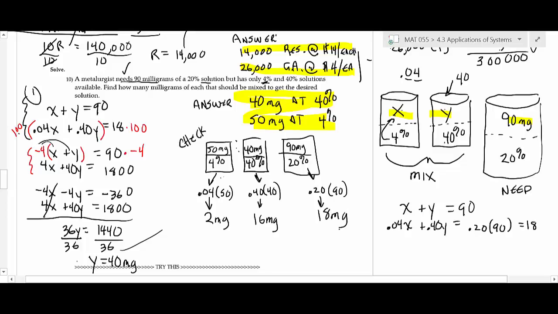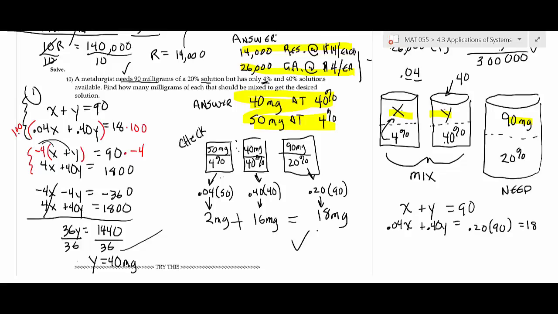So why is it right? 2 plus 16 is 18. Okay, that's why. Isn't that cool? Okay, so that's the perfect mixture. That's the amounts that you have to work with to make that mixture. The whole idea of this is to use mathematics to solve some sort of a problem, whatever it is. Okay, and the system of equations is the best way to do that. Okay, is there any questions? Does that look okay?